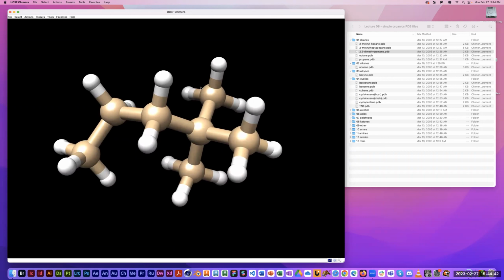That means that there's a methyl group attached to the number 2 carbon. There's another methyl group attached to the number 2 carbon. So this is called 2,2-dimethylpentane. Pentane, 5-carbon chain with 2 methyl groups, both of them attached in the number 2 position. So 2,2-dimethylpentane.